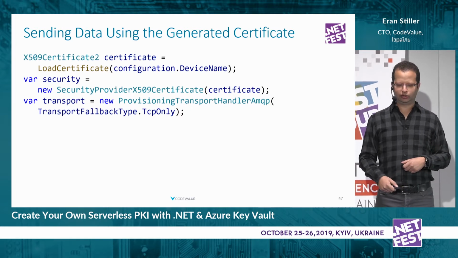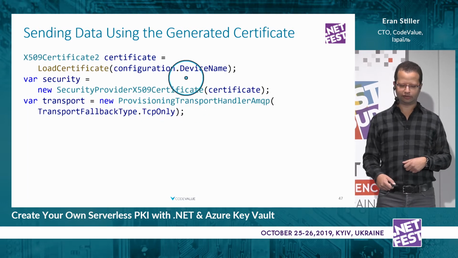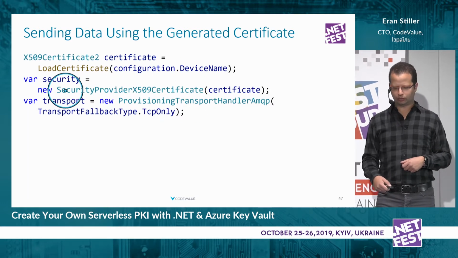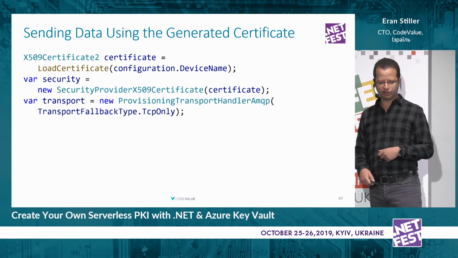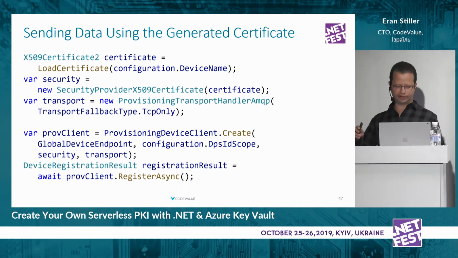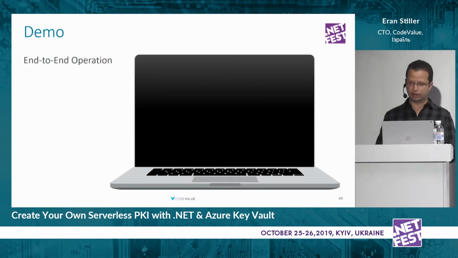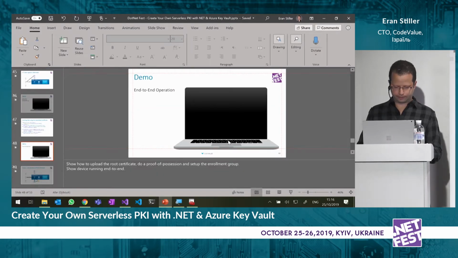Using the Azure IoT SDK, we have something called security provider certificate, X509 certificate. We give it the certificate, and then we run some code which eventually registers us and sends the data. Again, this is the less important part for a session, but I just want to show you end-to-end how it works. So let's go back to the portal.